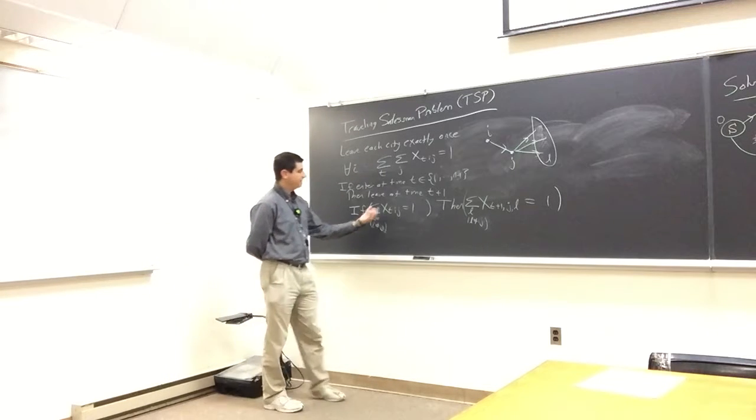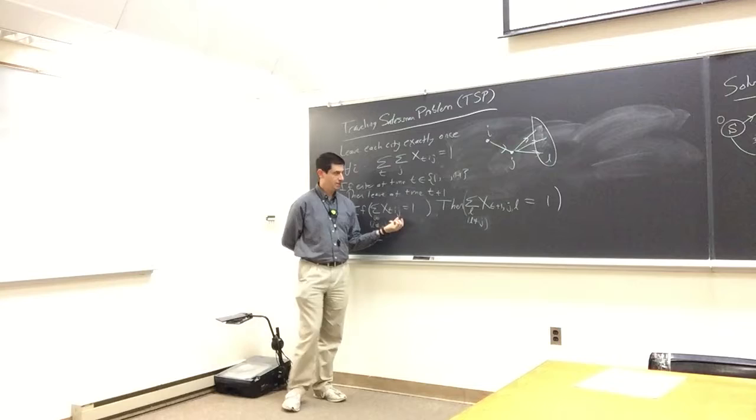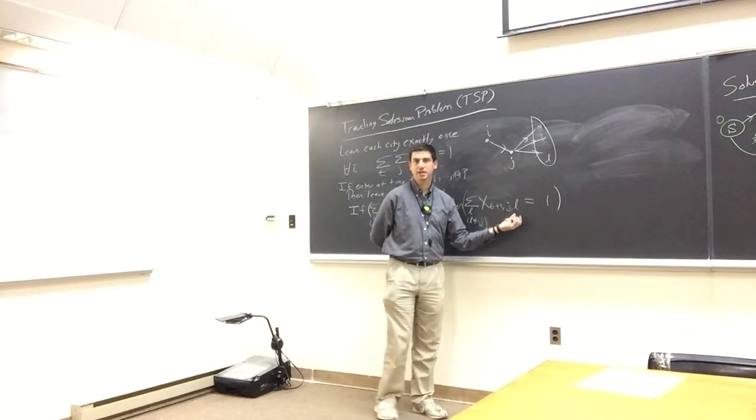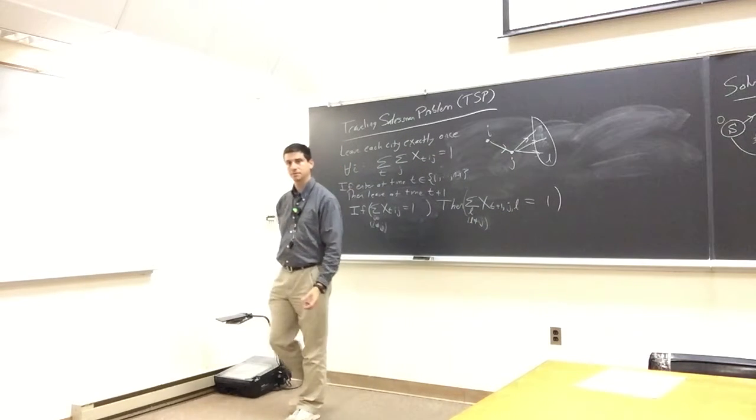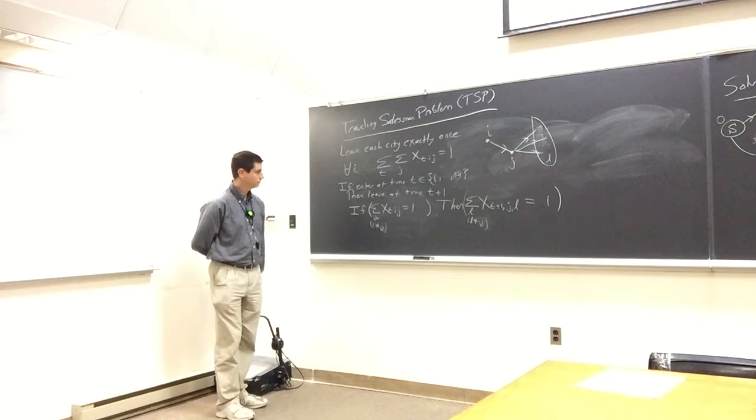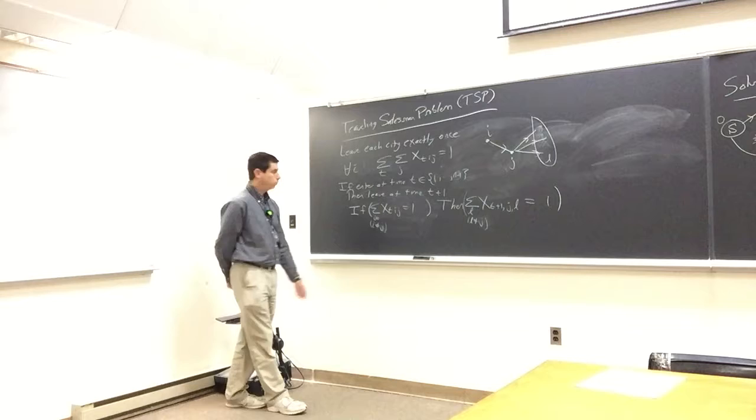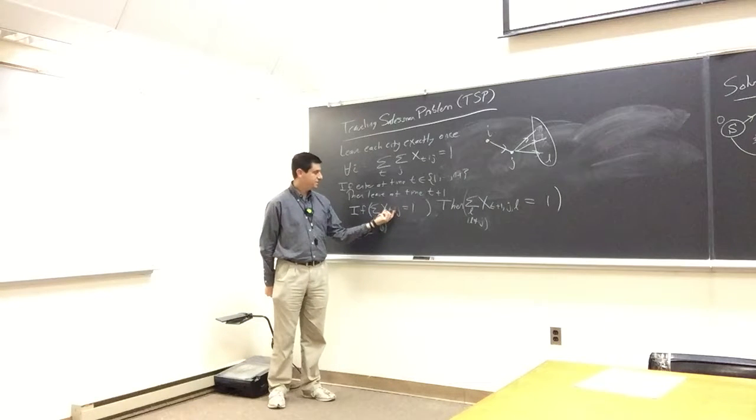Well, what I want to say is, if I'm at city J at time t, then I have to leave city J at time t plus 1. Does it matter which of the x, t, I, j on the left, that the whole sum is equal to 1? Well, if this whole sum equals 1, since these numbers are all 0 or 1, exactly one of them is 1.